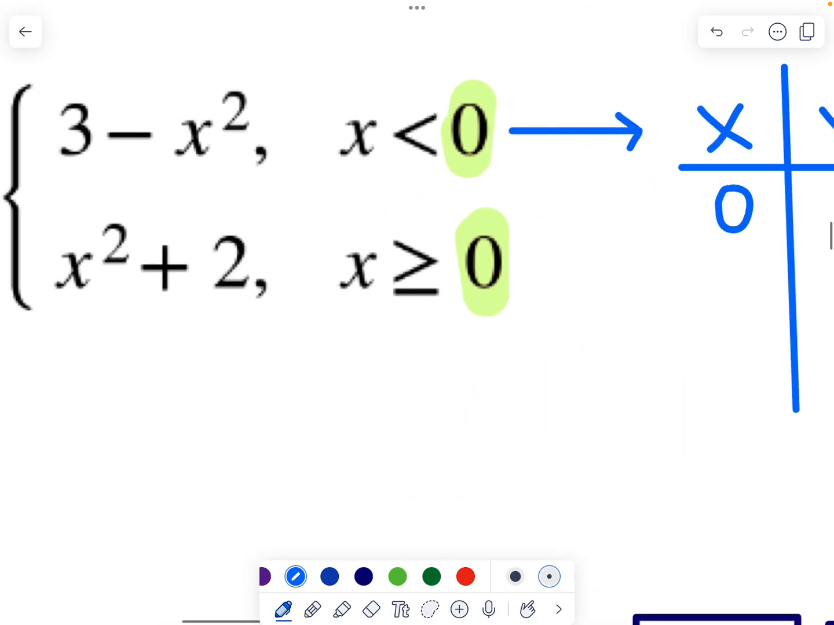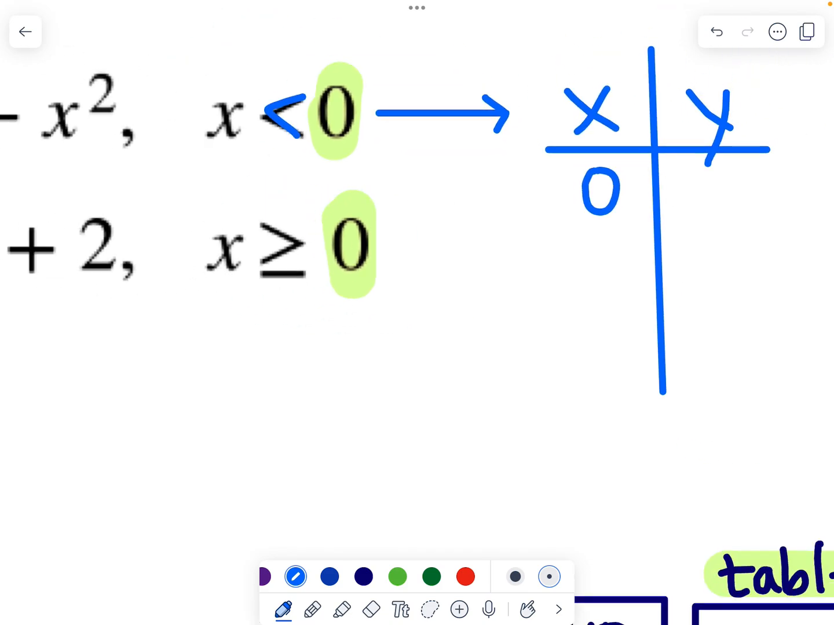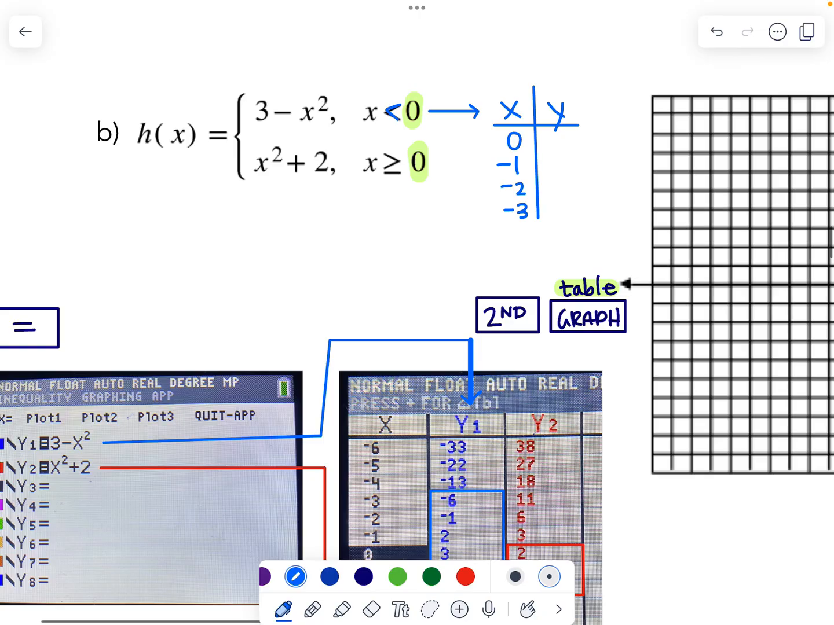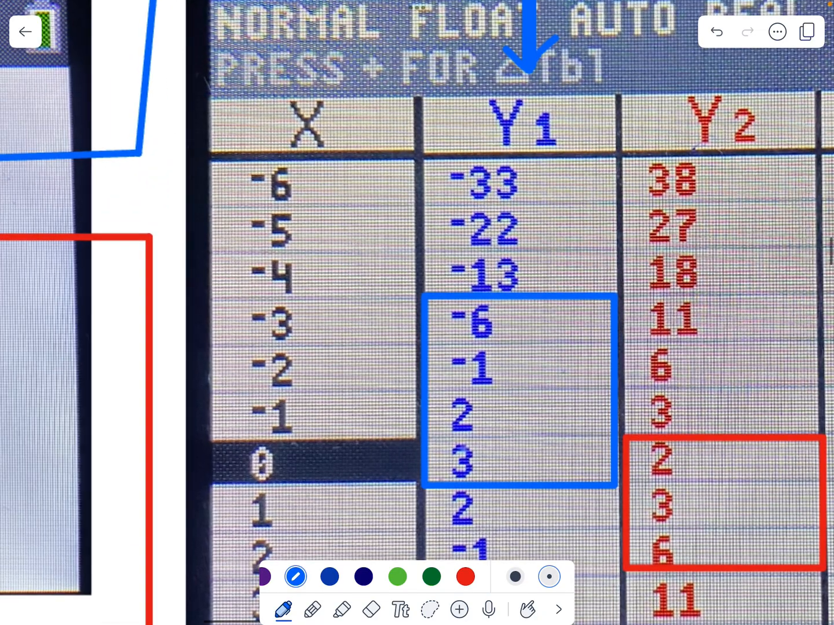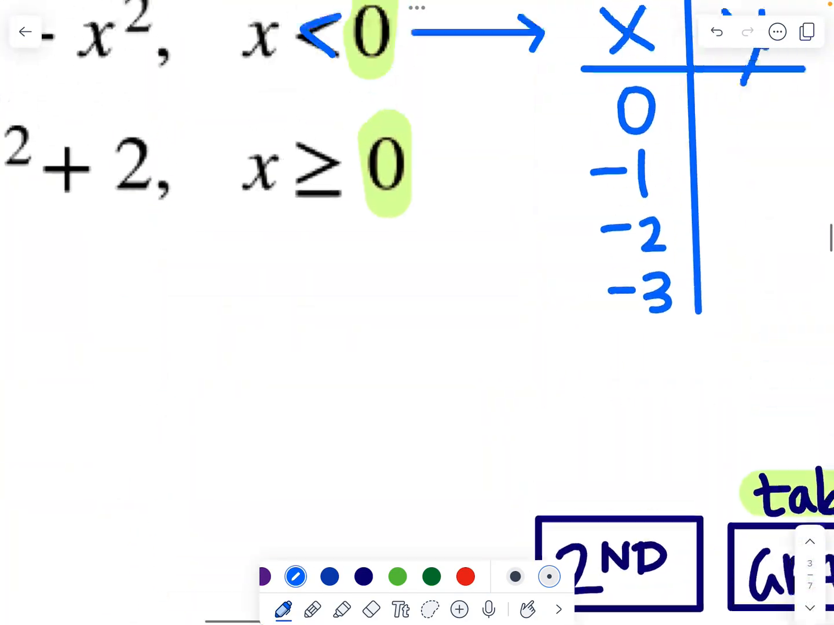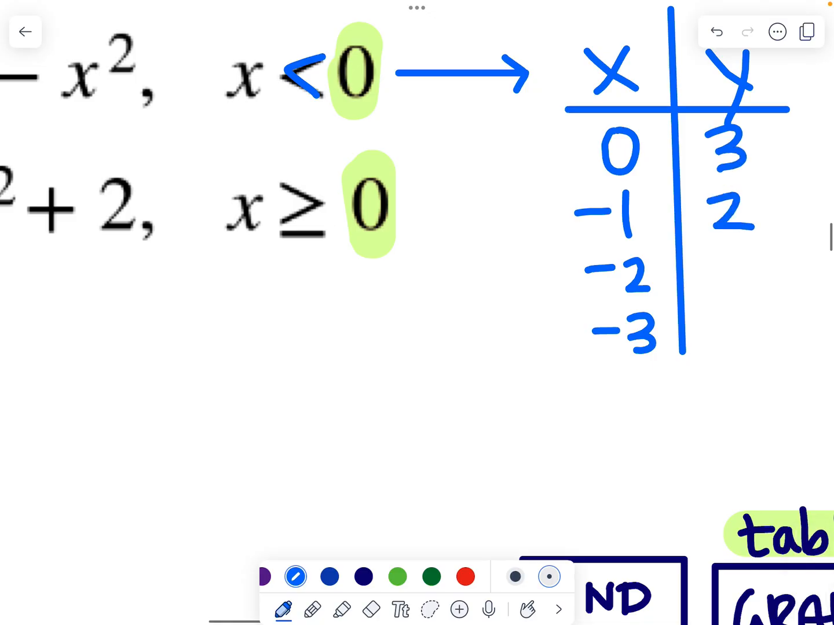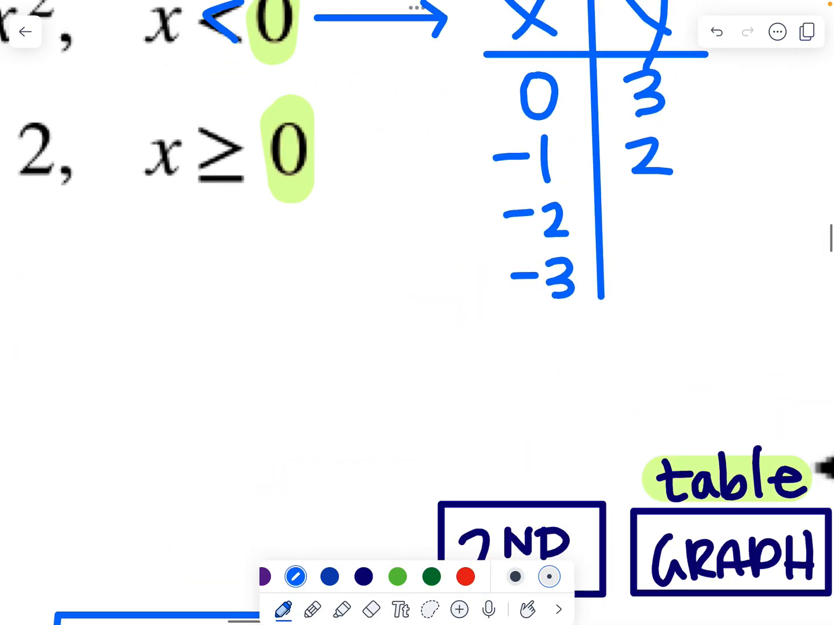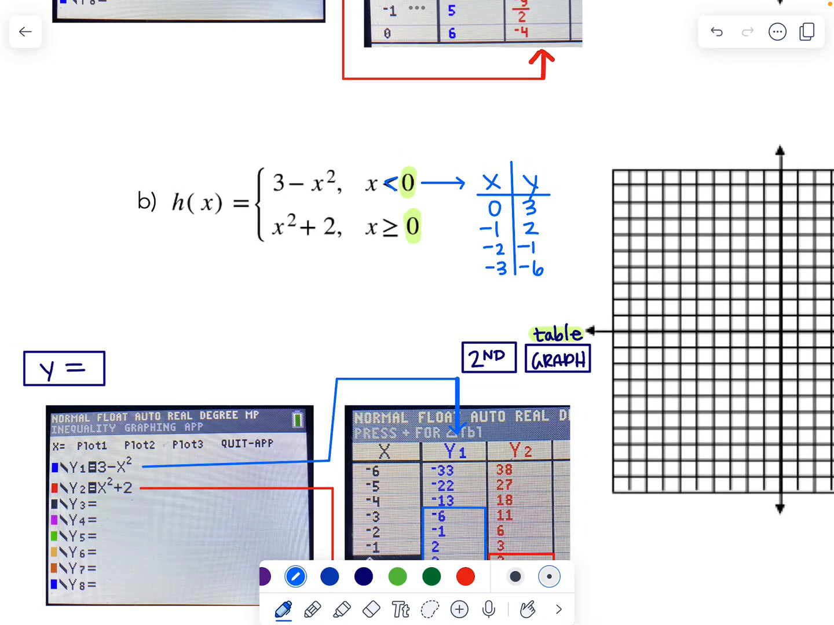And I'm going to do values that are less than that. So -1, -2, -3. And then the values that correlate to that are 3, 2, -1, and -6. And that's the points I will plot for our first graph.